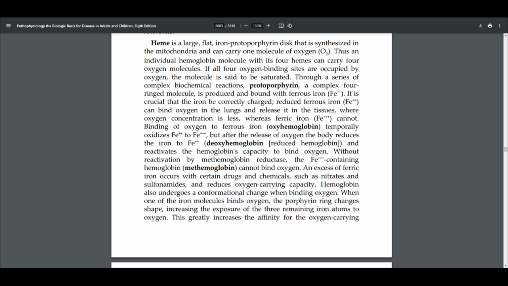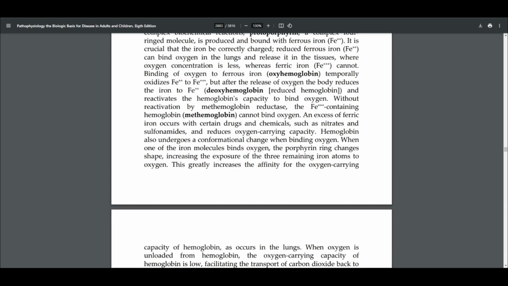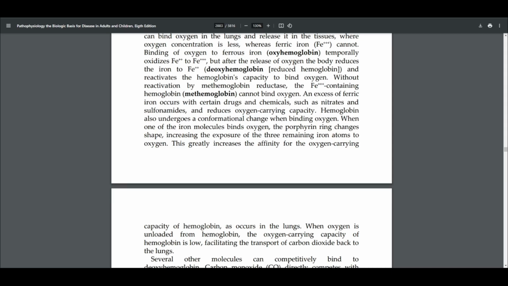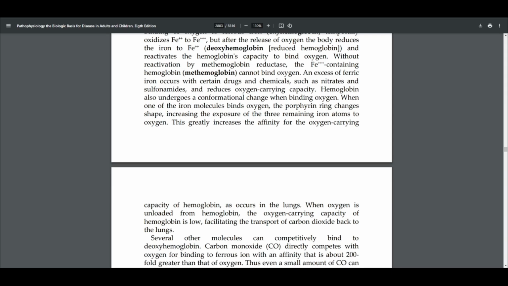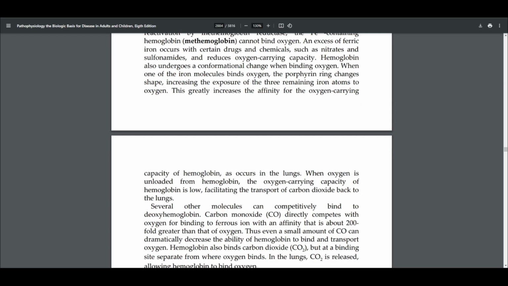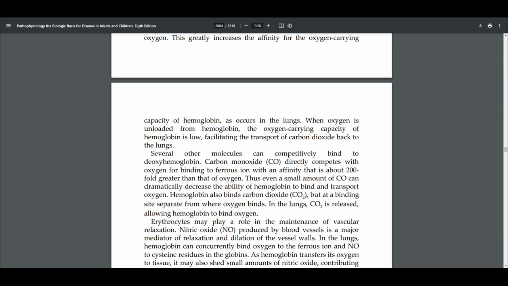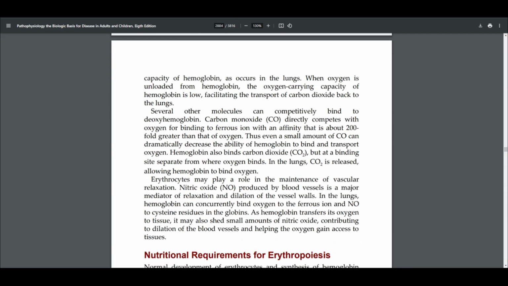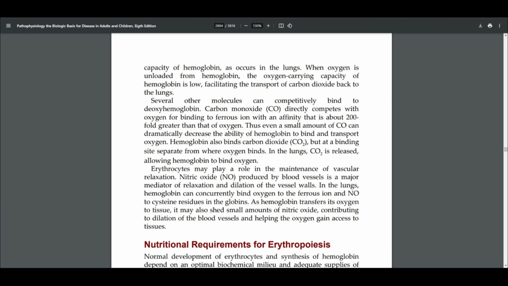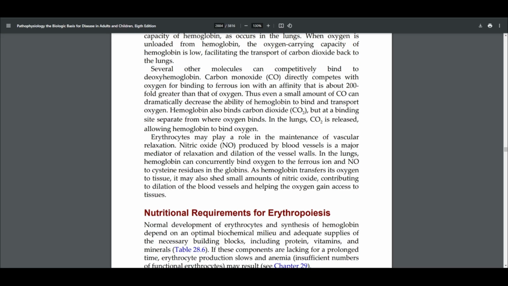Hemoglobin also undergoes a conformational change when binding oxygen. When one of the iron molecules binds oxygen, the porphyrin ring changes shape, increasing the exposure of the 3 remaining iron atoms to oxygen. This greatly increases the affinity of hemoglobin for oxygen as it occurs in the lungs. When oxygen is unloaded from hemoglobin, the oxygen affinity of hemoglobin is low, facilitating the transport of carbon dioxide back to the lungs.